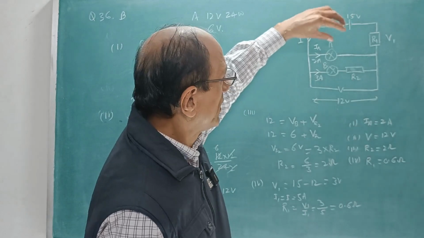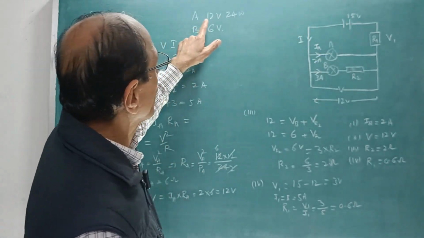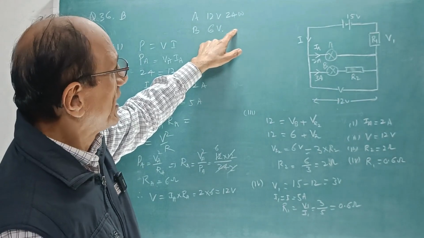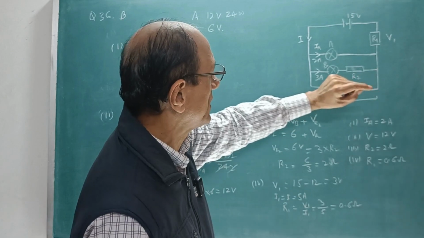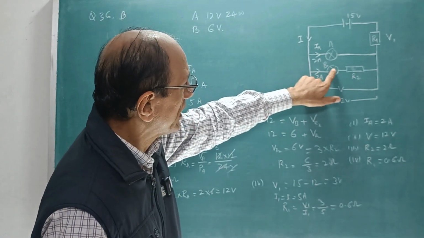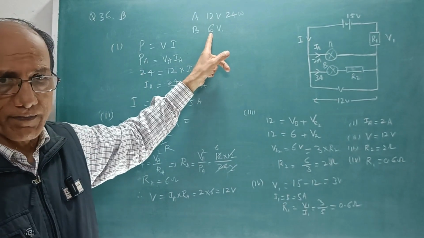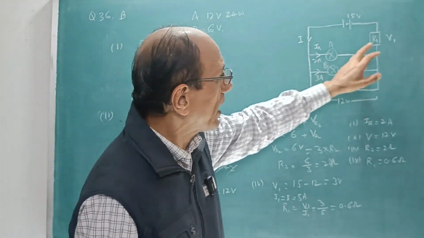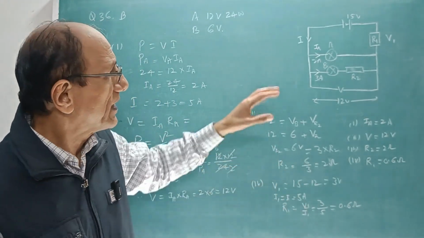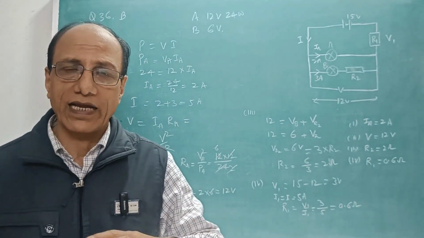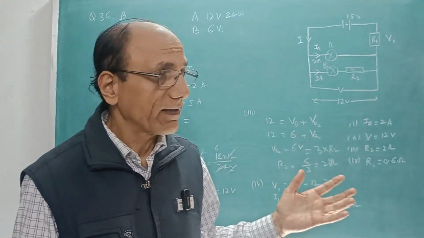Once again you can see this is the circuit. Here it is 15 volt. This is the lamp A, which is rated at 12 volt and 24 watt. And this is the bulb B connected with the resistance R2 in series. And the rating of this B is 6 volt. The values of R2 and R1 are adjusted and chosen in such a way that these two bulbs are working at their rated value.